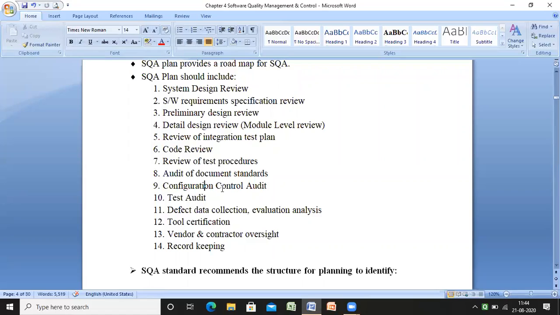Now look at the audit of the document standards. We discussed only code documentation so far, but as far as the quality of the software is concerned, the testing documents and their standards should also be matched. If they have a test plan, they should have a quality plan also. And auditing means those who find faults in the existing environment and suggest improvements.